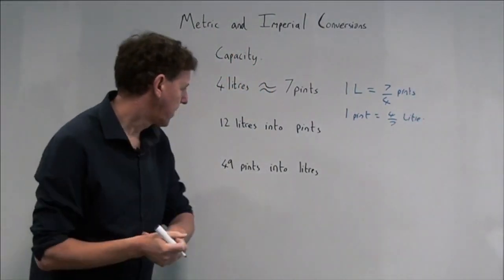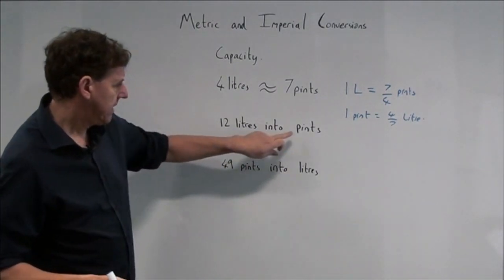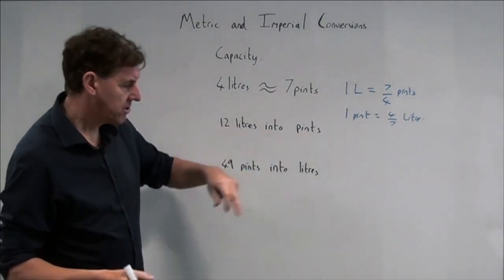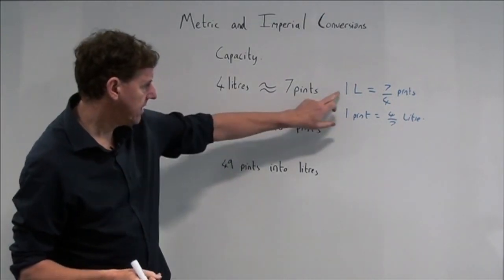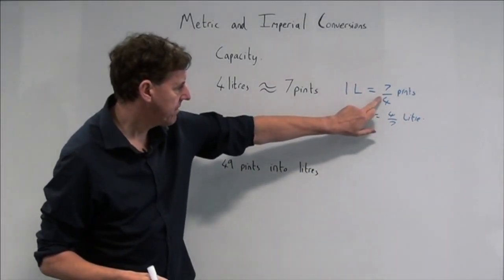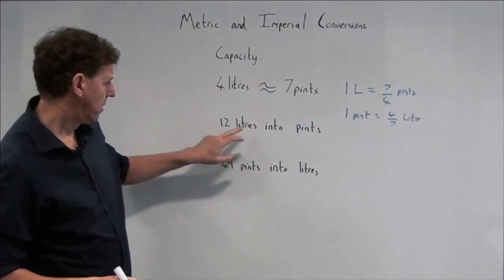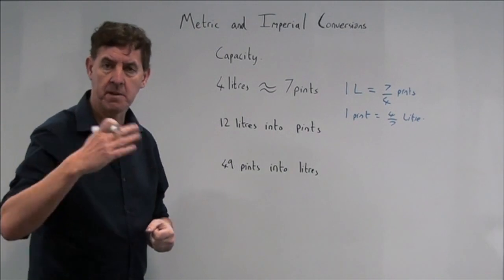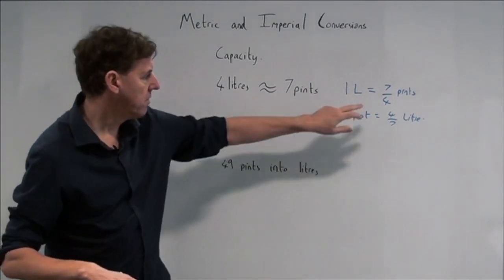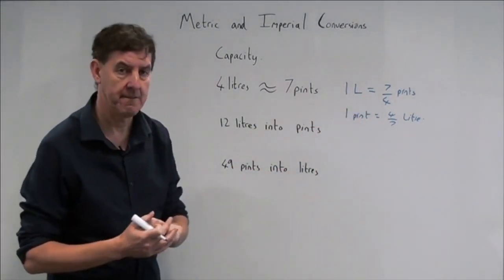So 12 litres into pints. There are 2 ways of doing it. Because I know what 1 litre is, I could take 7/4 of the 12. So remember how we do that. We divide by the denominator, so we divide by the 4, and then I times by the 7.